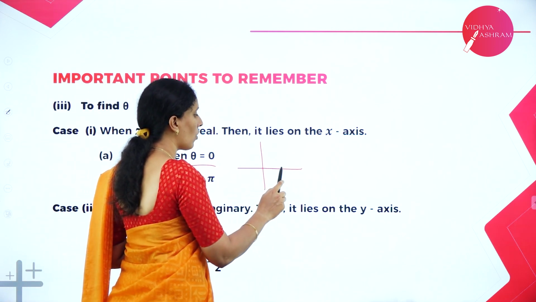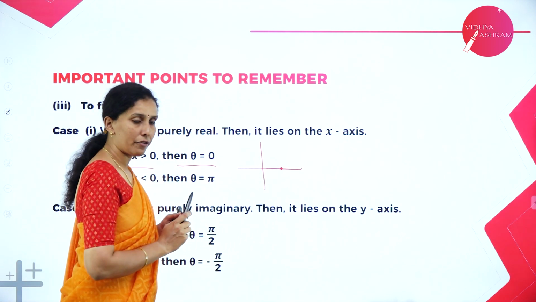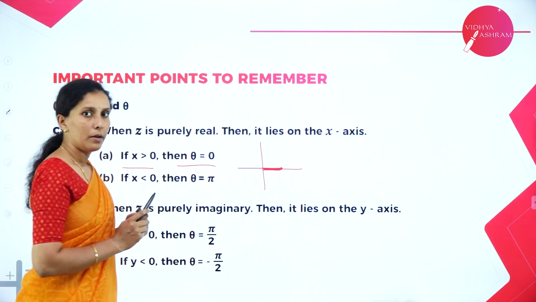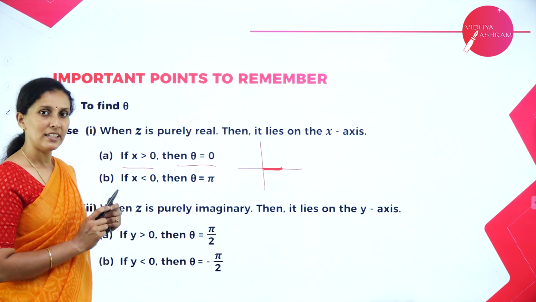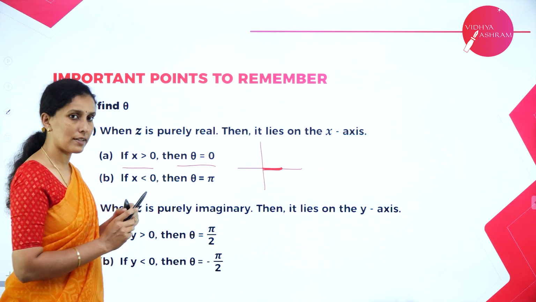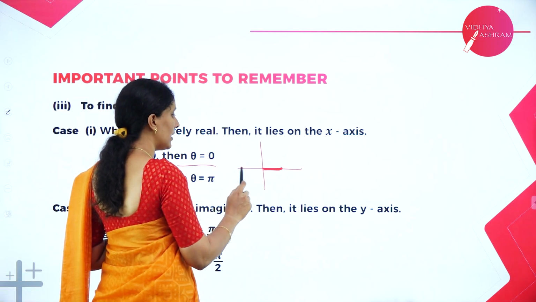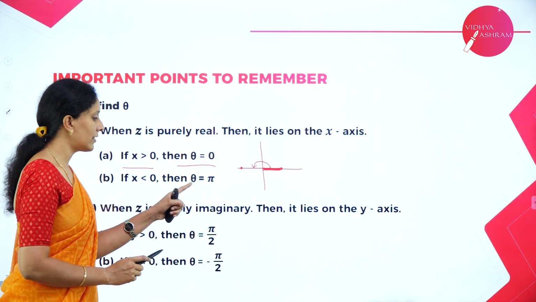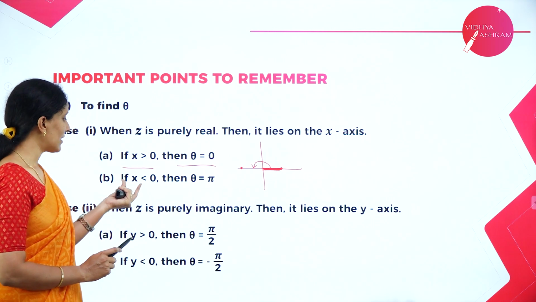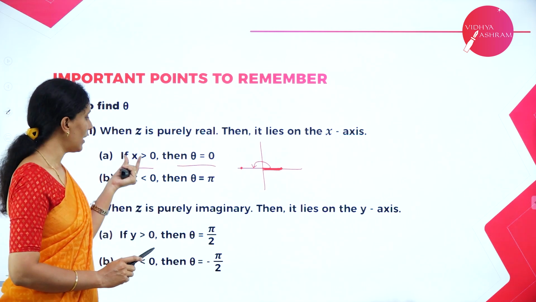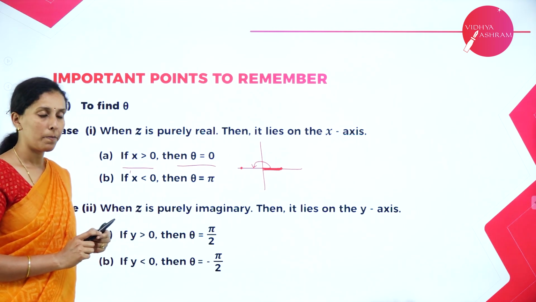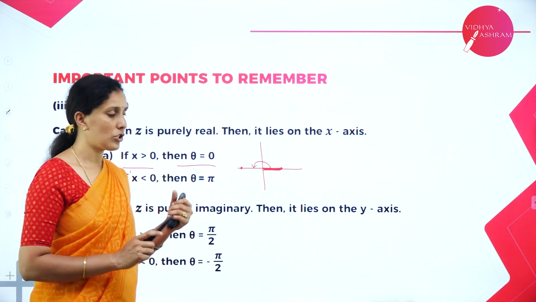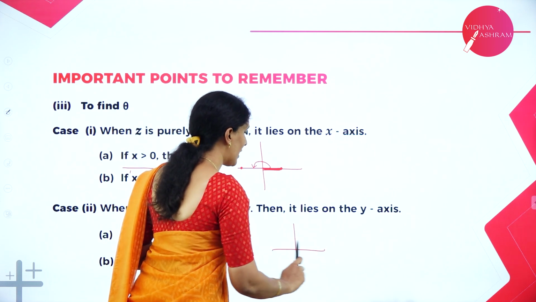Suppose you have an x coordinate on the positive side of the x-axis, then the angle created by this point with the x-axis is 0. So, theta is 0. Suppose the point is here, then the angle created by this line segment of the point is theta is equal to pi. Hence, if x is negative, theta is pi, and if x is positive, theta is 0. Next, we have when z is purely imaginary.